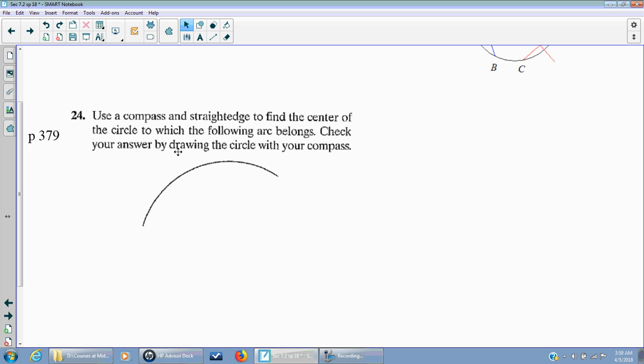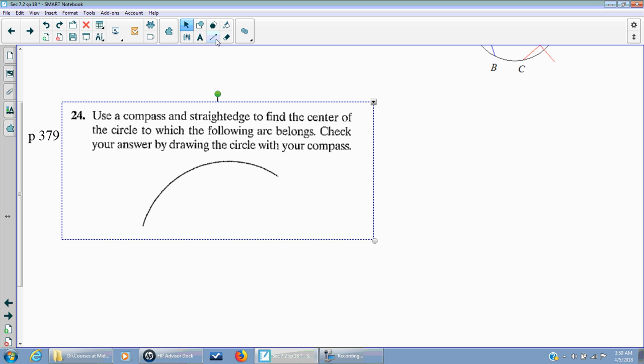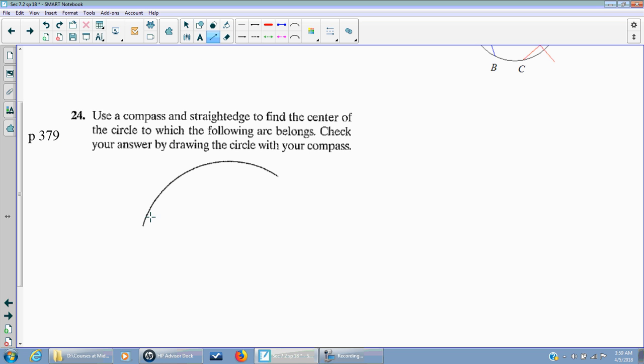Okay, so here I've got this arc. Now what I need is some chord on this arc. Doesn't matter, any old chord. So I'm going to draw one like this. Okay, now let me mess with it a little bit to make it a real chord. Okay, so there's a chord AB.